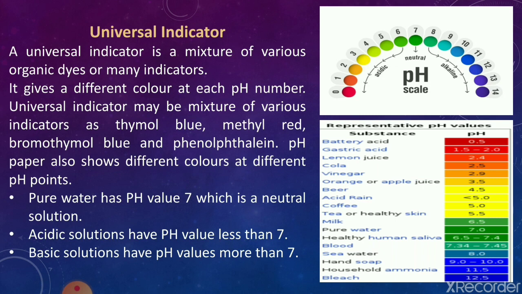So pure water has a pH value of 7, and it is a neutral solution. Then the substances having pH value less than 7 will be acidic. If the pH value is 0 or 1, then it will be very strongly acidic. And if the solution has a pH value more than 7, then it will be basic. And if the pH value is 13 or 14, or between 13 and 14, then it will be highly basic.